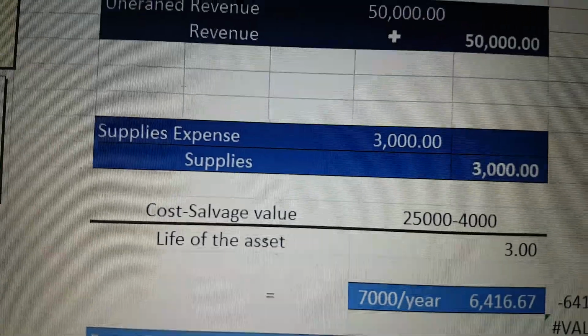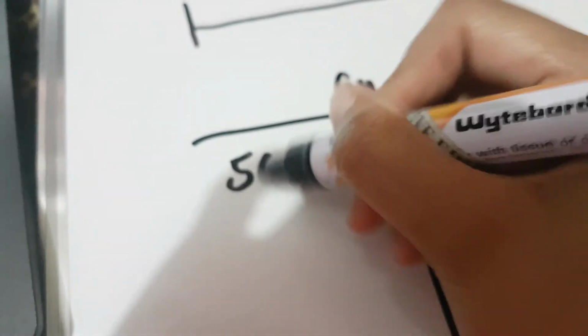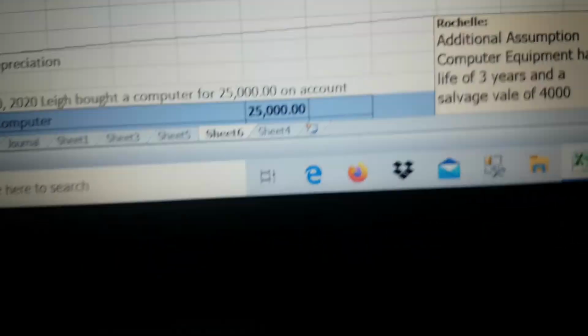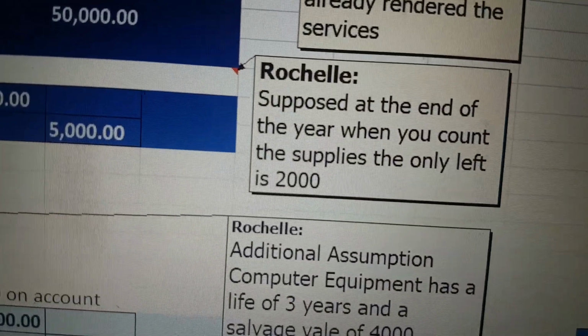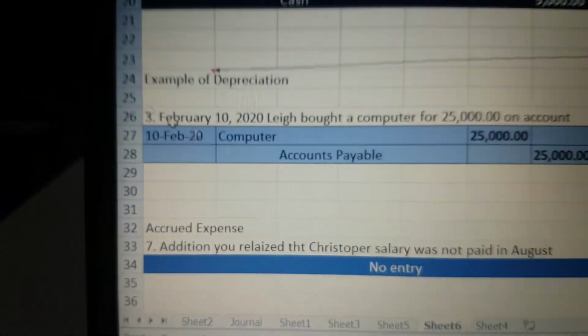So if you would go back to our T account, you will have now what? Remember our T account before? We have supplies, beginning balance of 5,000, and then we already used up the 3,000. So we would have a balance of only 2,000. So which is correct? Because we say that the goods left are only worth 2,000. Okay? Next, we also have the depreciation.